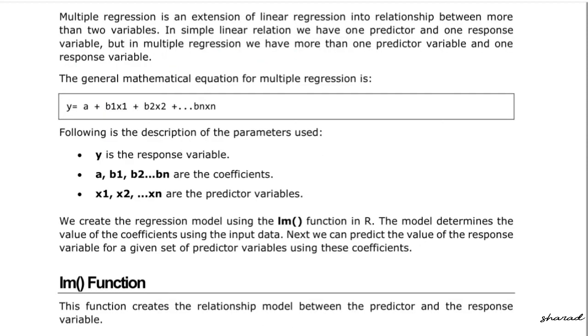The general mathematical equation for multiple regression is y = a + b1x1 + b2x2 + and so on till bnxn, where y is the response variable, a, b1, b2, and so on to bn are the coefficients, and x1, x2, and so on to xn are the predictor values. Here the lm function is used to create the relationship between the predictor and the response variable.